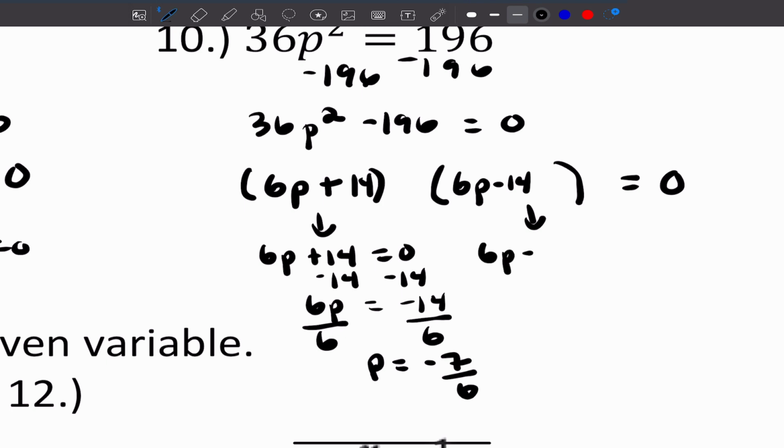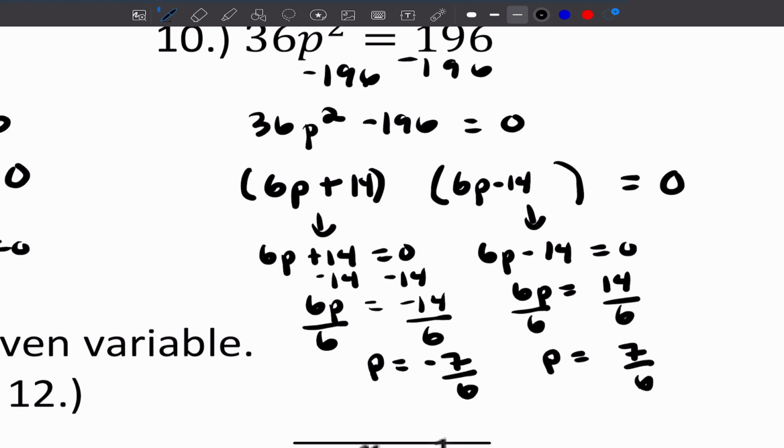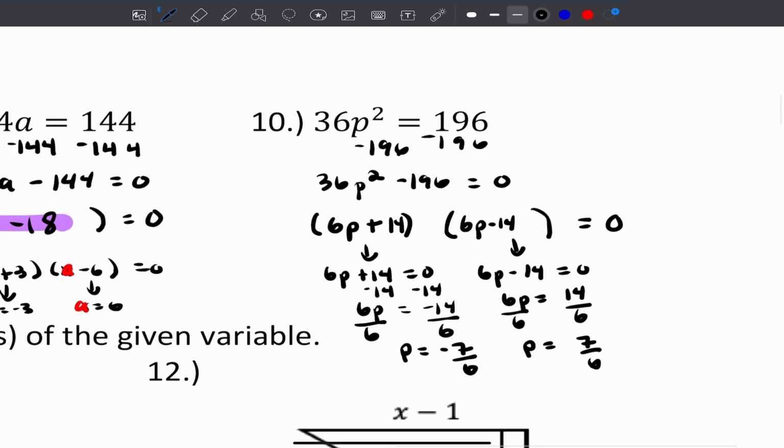So let me go ahead and verify. 6p minus 14 is equal to 0. 6p equals 14. Divide both sides by 6. P is equal to 7 over 6. So we have a plus and a minus. Okay, so those are your two answers.